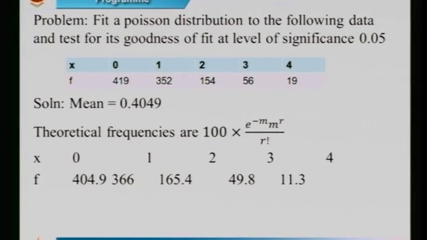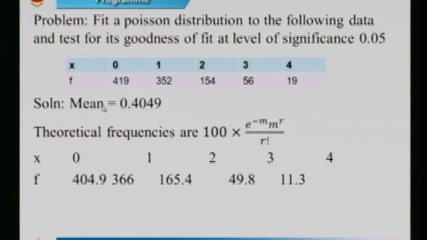That is, we will verify Poisson distribution, because we have to fit Poisson distribution, which means we have to obtain new frequencies using the Poisson distribution equation. As I told you, Poisson distribution needs the fitting of the data, which is to be multiplied by the total frequency. Of course, in this there is a typing error: 100 is there, it must have been 1000, because 419, 352, 154, 56 and 19 make 1000, and 10 is missing. For that we will correct this mistake.